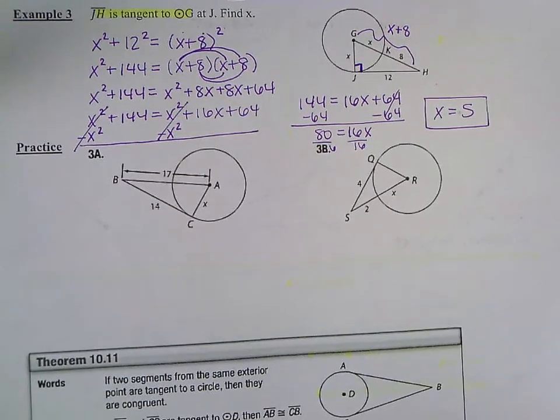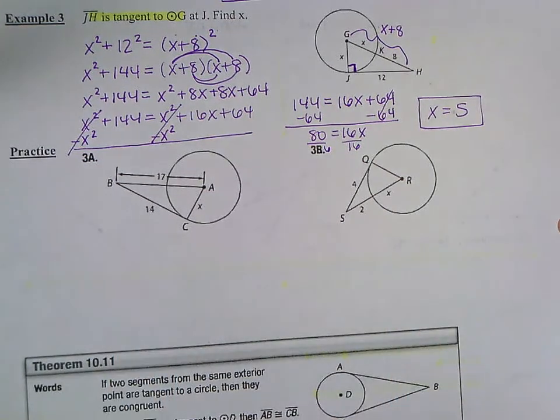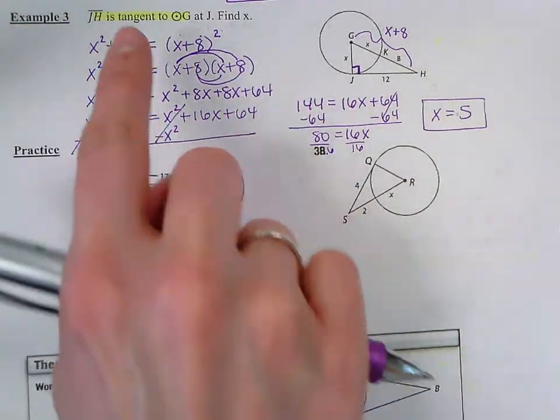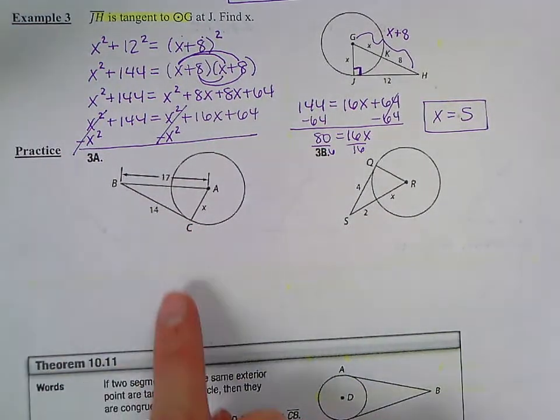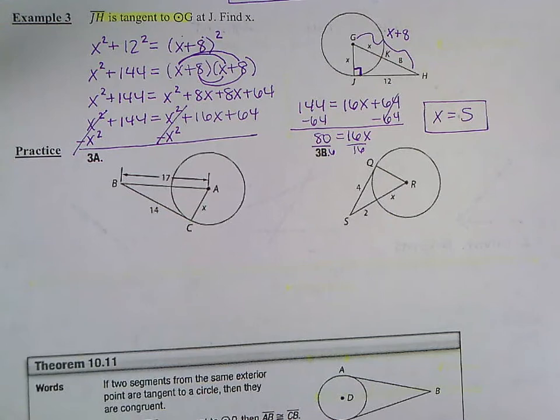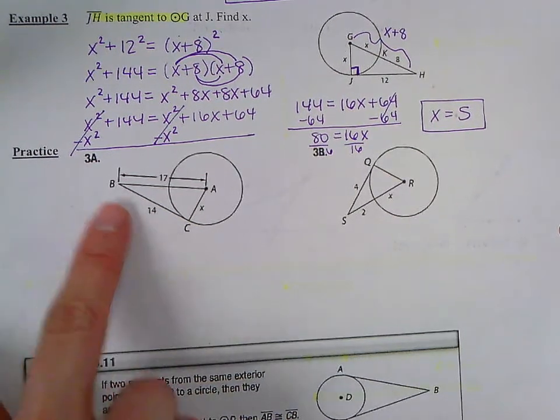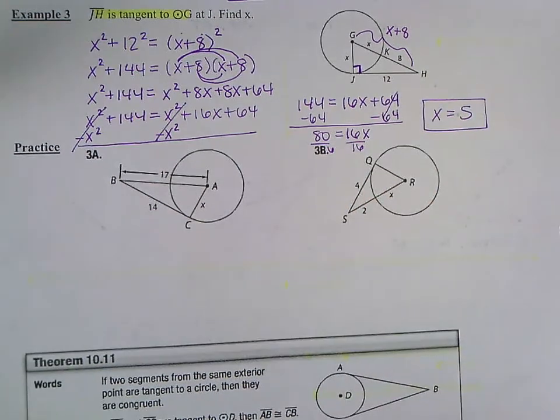Okay, so you might have problems set up that way where you have to FOIL as part of your process. Not all of them are like that necessarily, but some are. Okay, so I want you to try 3A and 3B, these next two practice problems. I want you to solve both of those. The same directions are as, for example, 3. So I know it doesn't say it here, but you're assuming the line that appears to be tangent would actually be tangent. So like CB is a tangent line in 3A, and then QS is a tangent line in 3B. And find X for both.